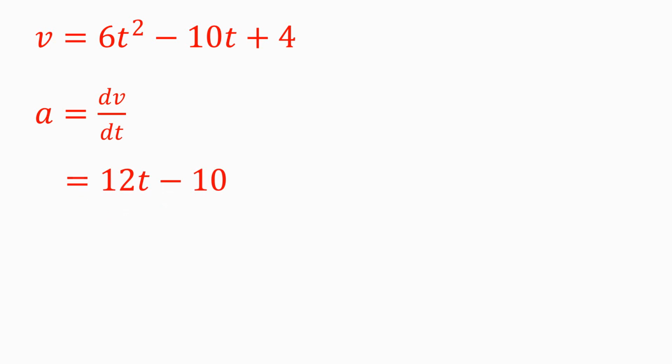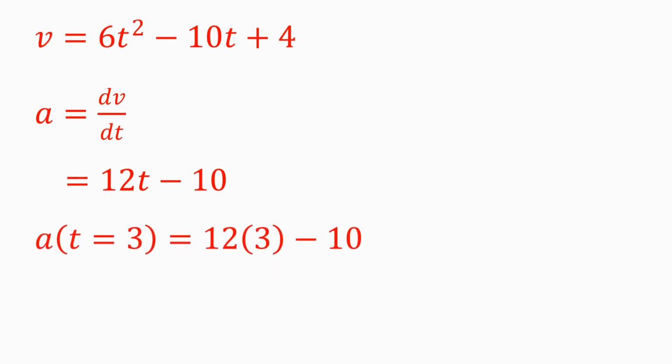And we are supposed to find the acceleration at time t equals 3 seconds. So we substitute t by 3. We have 12 into 3 minus 10, which is the same as 36 minus 10. Therefore, the acceleration at time t equals 3 seconds is 26 meters per second squared.